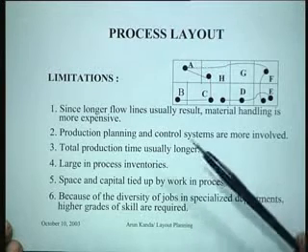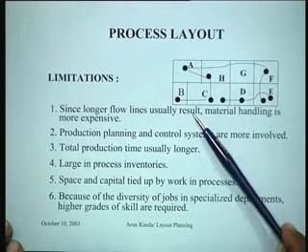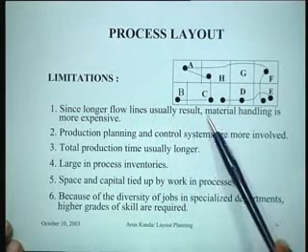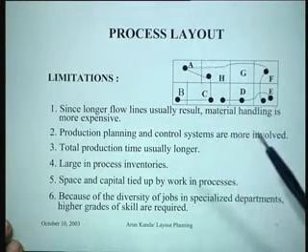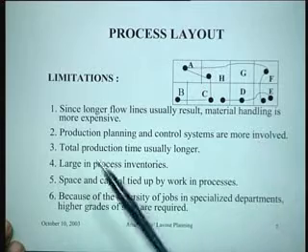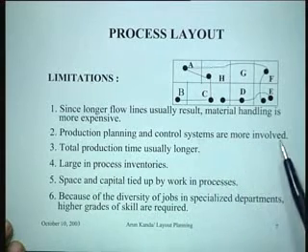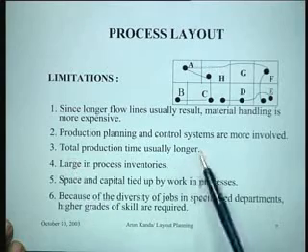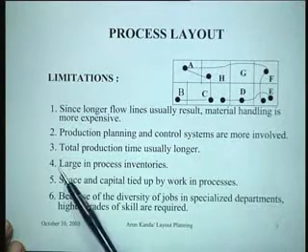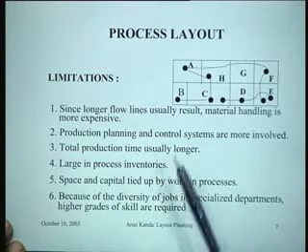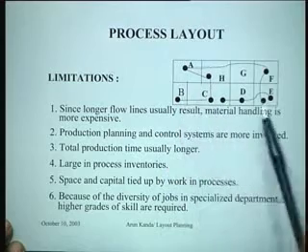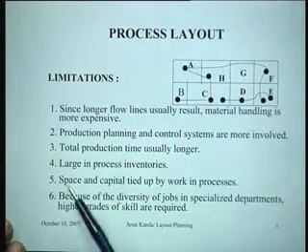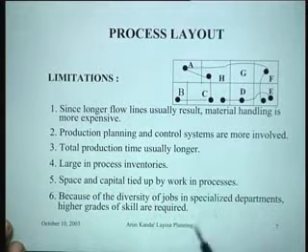In fact, the general objective function in designing a layout of this type is, one of the major objectives is to minimize the material handling cost. Production planning and control systems are more involved in such systems. Total production time is usually longer. Large in-process inventories take place because material might be stored up in different departments without being processed. Space and capital are tied up by work in processes.